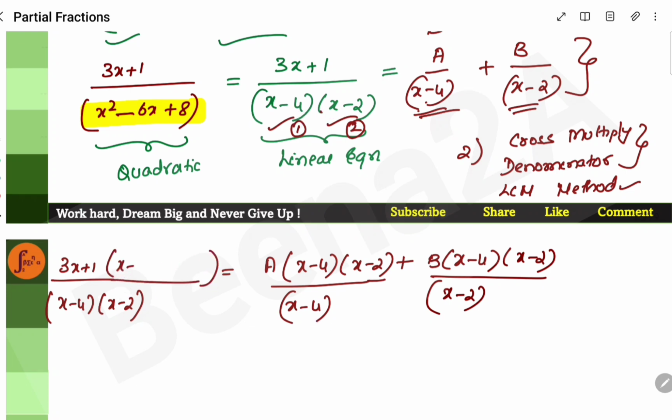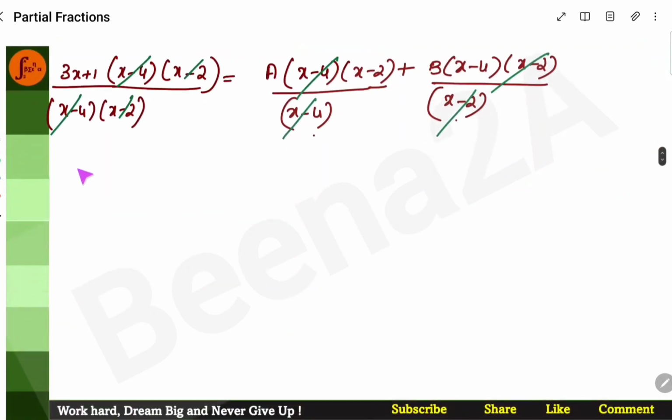With these denominators, x minus 4 and x minus 2. So I have taken both these denominators and multiplied here. Now what will happen? This and this will get cancelled. This and this will get cancelled. Here x minus 4 and x minus 4. Here x minus 2 and x minus 2. So basically I have removed the entire denominator. Now there are no denominators at all. So I will rewrite this. I'll write it as 3x plus 1 is equal to a into x minus 2 plus b into x minus 4.